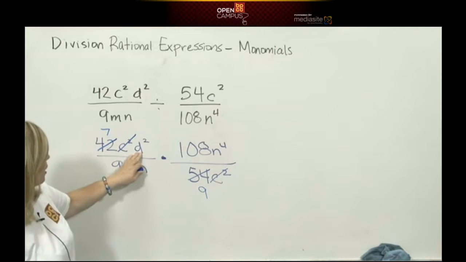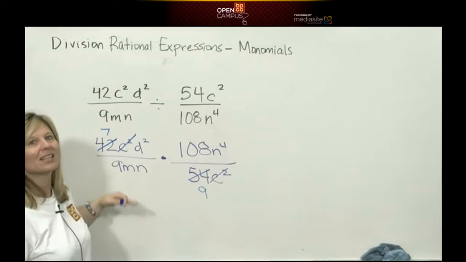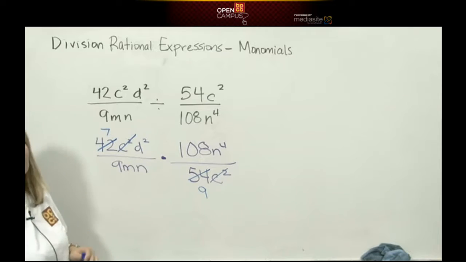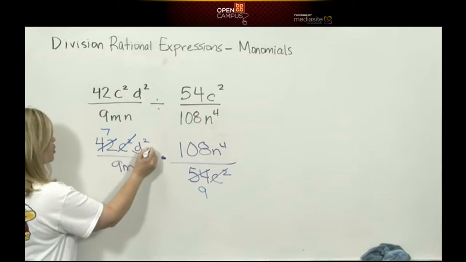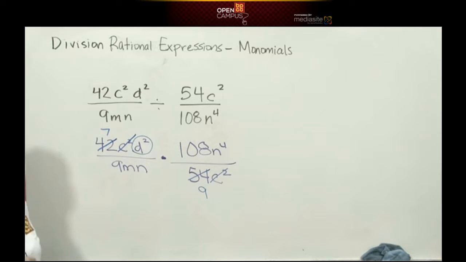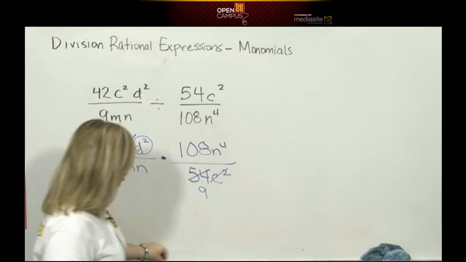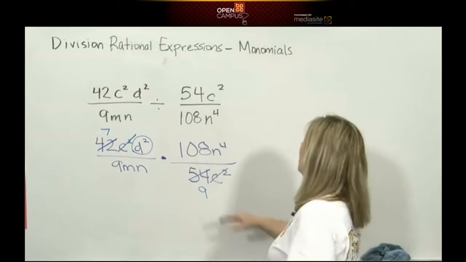I have a d squared. Well, there are no d's in the denominator, so we're stuck with that term. So guys, you may want to circle it so you don't forget about it. All right, let's go to the next numerator.